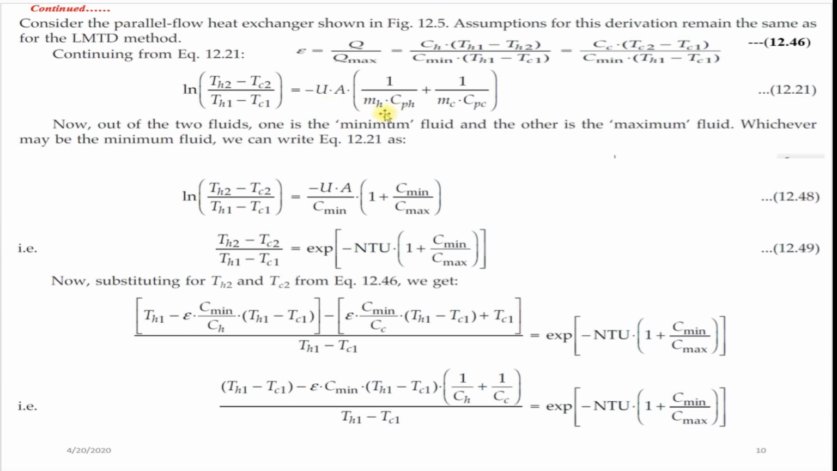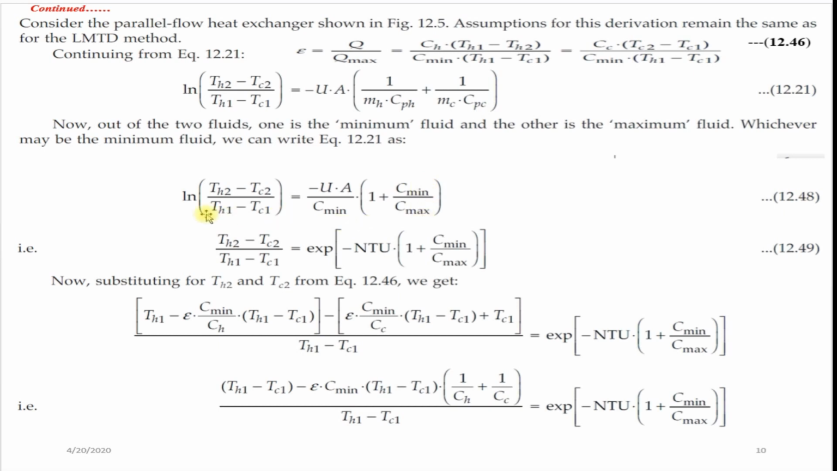In this case, I am assuming CH as C minimum, that is the product of mH into CpH, and I have taken it outside as common. 1 by mH CpH becomes 1, because it is a ratio of 1 by 1. If you take mH CpH outside, the remaining is 1 plus mH CpH by mC CpC, that is C minimum by C maximum, because CH you have taken outside, and CC becomes C maximum. That is why this term becomes C minimum by C maximum.